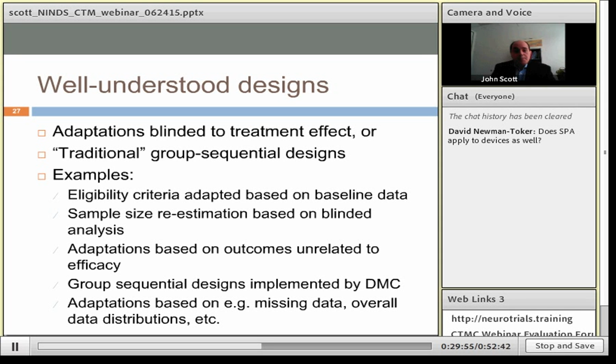So some examples of well understood designs would be adapting eligibility criteria based on baseline data of the trial, re-estimating sample size based on blinded analysis or pooled analysis, adaptations that are based on outcomes that are unrelated to efficacy. That one has always confused me a little bit because I think usually outcomes are related to efficacy. Group sequential designs that are implemented by data monitoring committees are considered well understood, and adaptations that are based on other things that are unrelated to treatment effect, like the amount of missing data or the pooled data distributions, those are considered well understood.